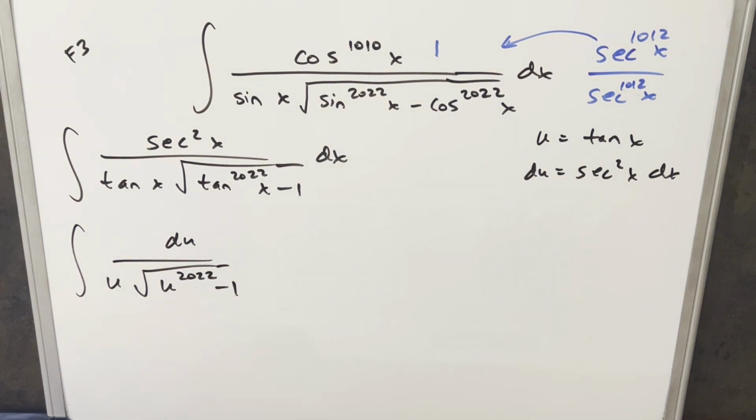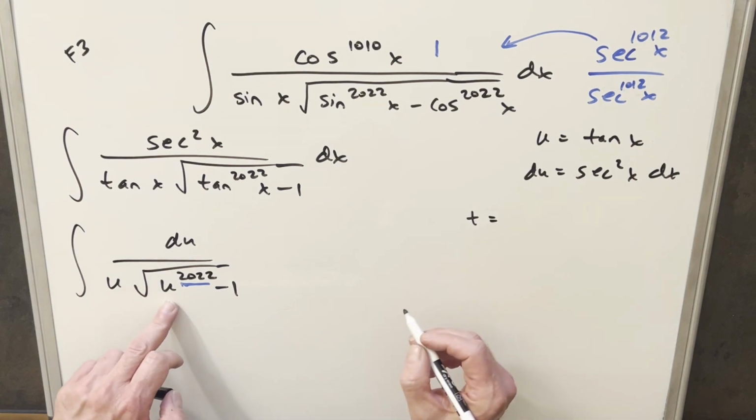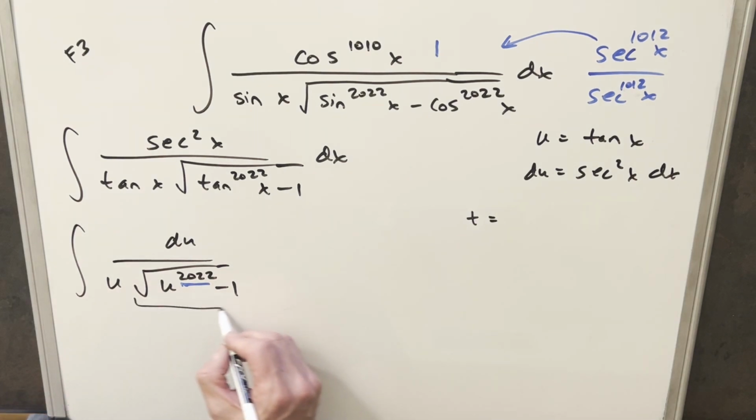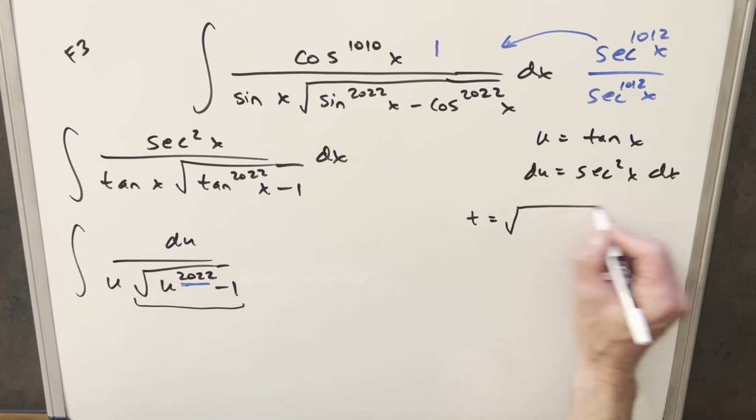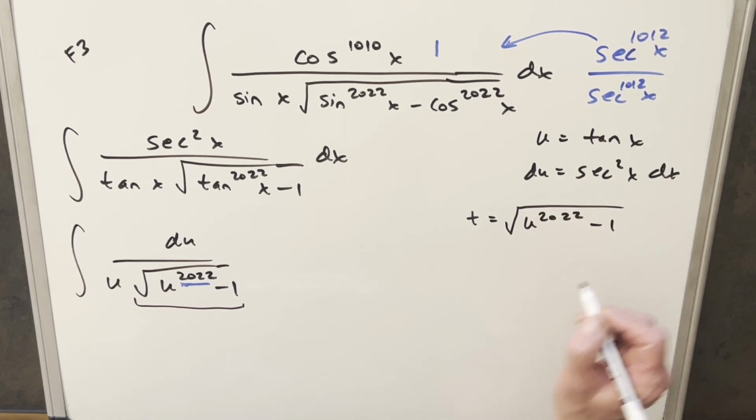But now for this integral here, it looks like we could do a trig substitution, but I think what I need to do is simplify it because we can't really do a trig substitution. We don't really want the power to be 2022 right here. So for my substitution, I guess we'll use t over here. I'm going to set t equal to square root of u to the 2022 minus 1.